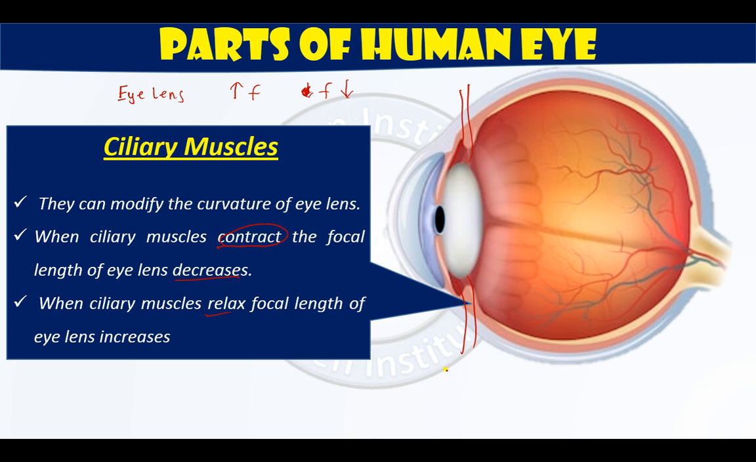And simply understand that, for now the focal length is like this, or the focal length can be like this also. So here the focal length is less, so the ciliary muscles will have contracted. Here the focal length is more, so the ciliary muscles might have relaxed. Fine. So contraction and relaxation of ciliary muscles is responsible for increase and decrease in the focal length of the eye lens.